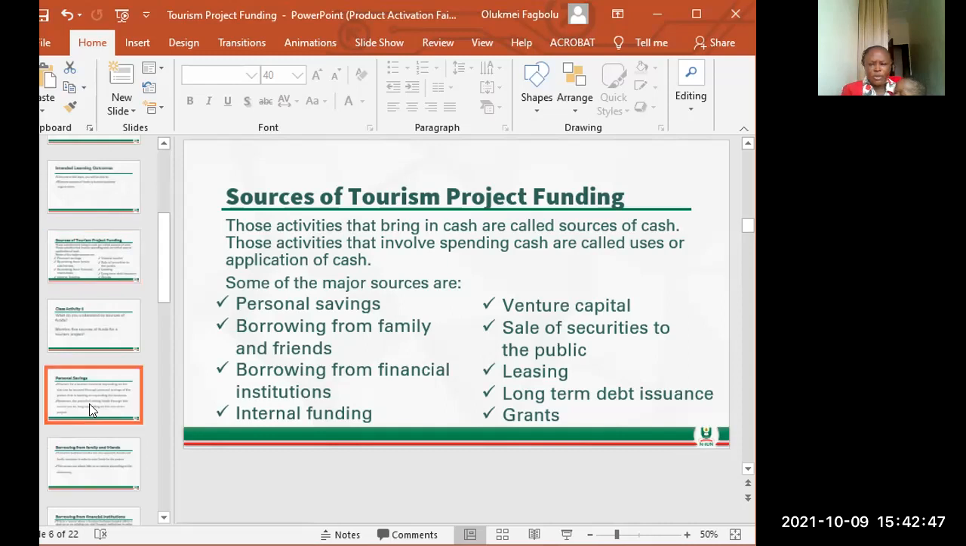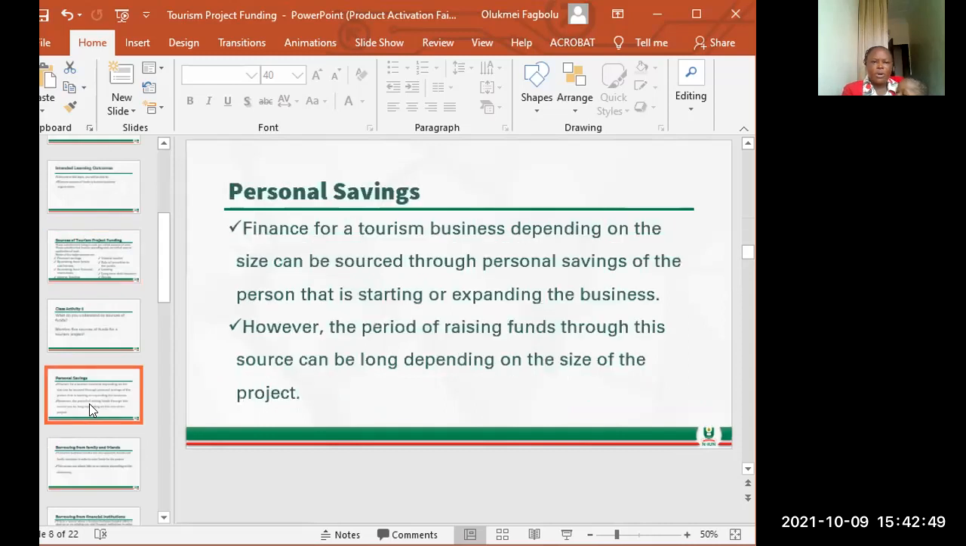We still have more time. We have to close by 4, so we have some 18 minutes. Let's see what we can do today. If we cannot finish it, then by next week or in our discussion forum, we can do justice to the rest of them. One, personal savings.